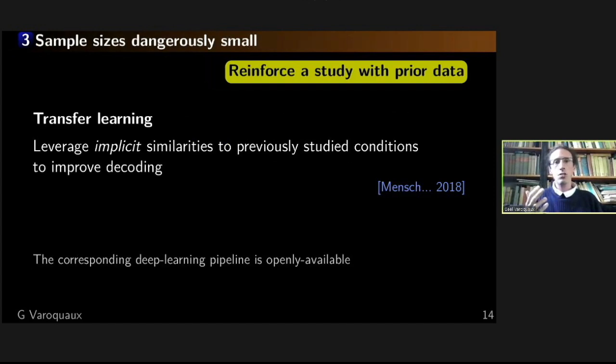Our sample sizes are dangerously small. To tackle this problem, we should reinforce a given study with prior data. In machine learning, this can be done with transfer learning. And we've shown that we can leverage implicit similarities to previously studied conditions to improve decoding in a given condition. The important aspect is those similarities are implicit. We don't have to specify them.